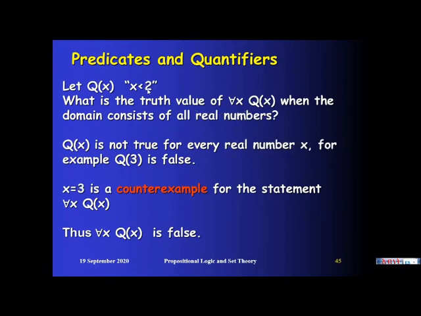But instead of for all x, q of x, if it was there exists x, q of x, it means there exists at least one real number which satisfies q of x, at least one number which is less than 2. Yes, of course, we can mention it, for example 0. So the truth value is true. So these quantifiers help us to change an open statement into a statement.